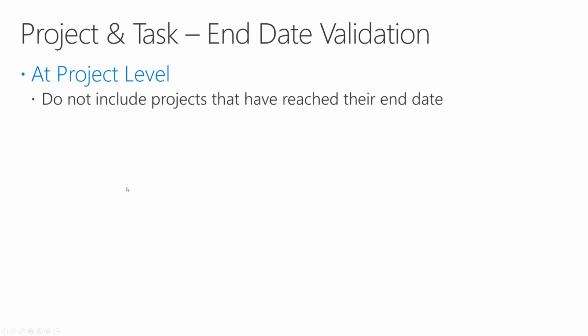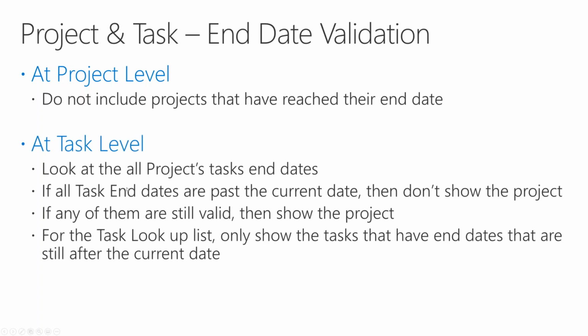Perfect. The other way you can do it is at a task level, because for each task you can set up an end date as well. So let's say task 1 ends on 2/1, task 2 ends on 3/1. It actually will work. Your projects will show up, but your tasks will only show up that are available.